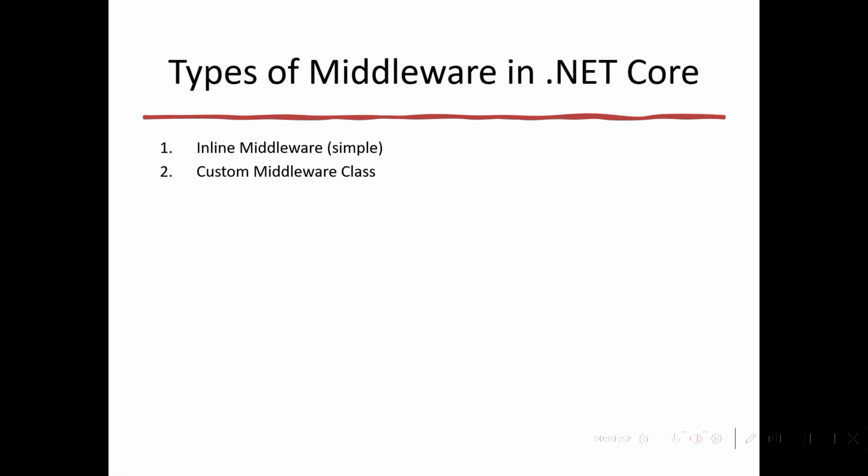So next question: how many types of middleware do we have? We have inline middleware, which is very simple, the custom middleware class, and the third is default middleware, which we will talk about.